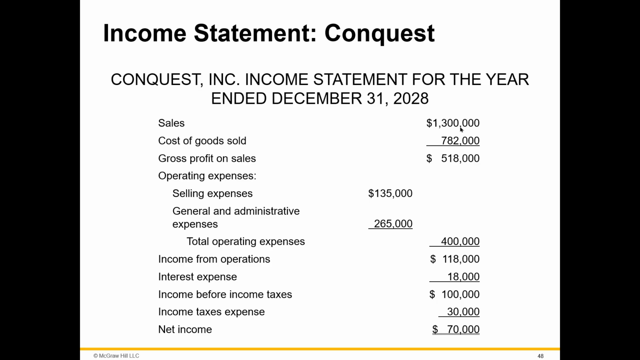So we sold 1.3 million. We had cost of goods sold of 782,000. Sometimes you'll see this say cost of sales, especially when it's a service, because there aren't any goods sold in service. So we can see here our selling expenses and our general administrative. Here are my period expenses. So here's income from operations, interest, income before taxes, and net income. So I can see what that looked like.